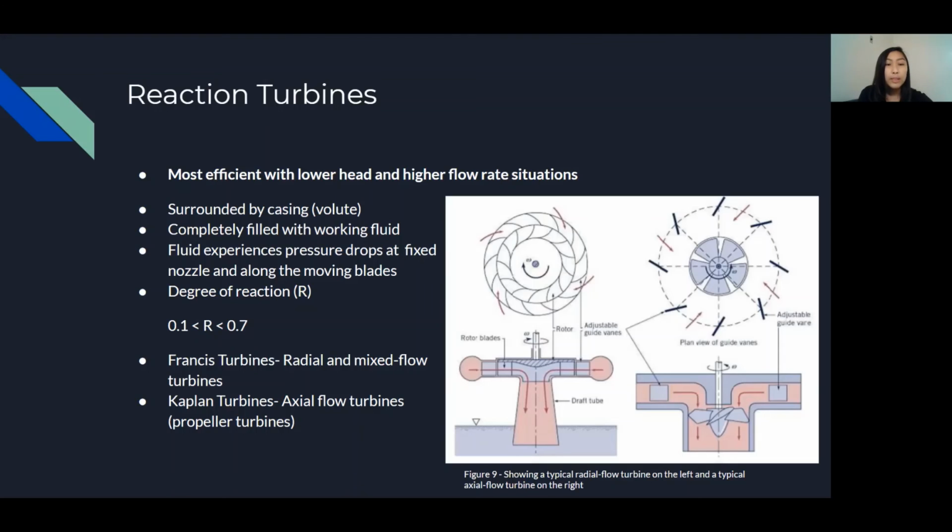The difference between impulse turbines and reaction turbines is that impulse turbines only have impulse force, while reaction turbines have both impulse force and reaction force acting on the blades. Reaction force is caused by the pressure drop and velocity change of the working fluid along the blade.